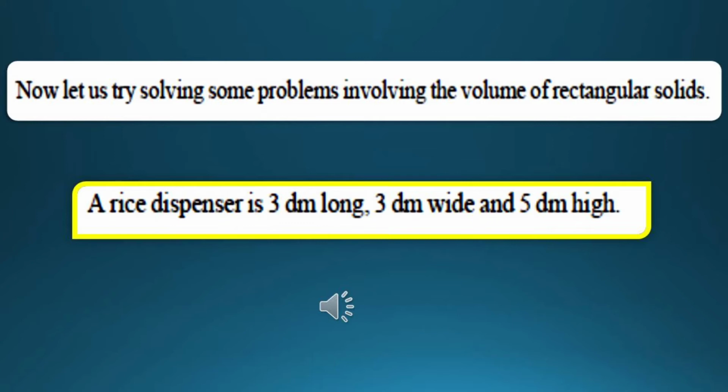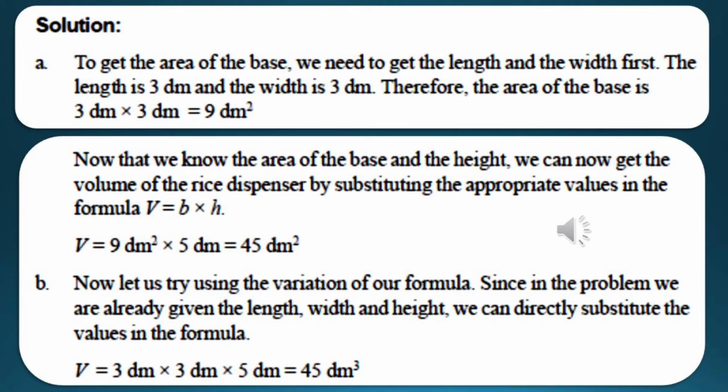Number 1. A rice dispenser is 3 decimeters long, 3 decimeters wide, and 5 decimeters high. What is the volume of the rice dispenser? Here's the solution. To get the area of the base, we need to get the length and the width first. The length is 3 decimeters and the width is 3 decimeters. Therefore, the area of the base is 9 square decimeters.